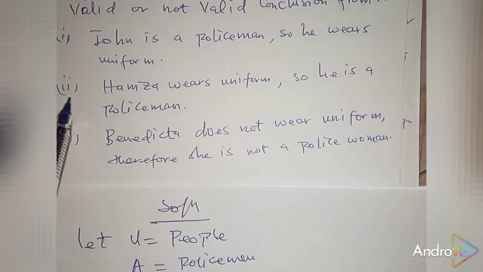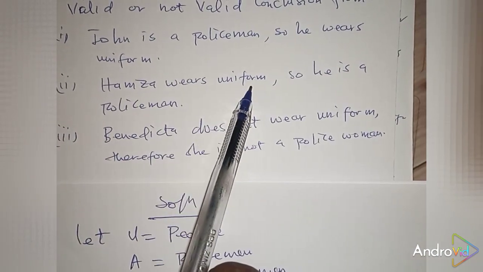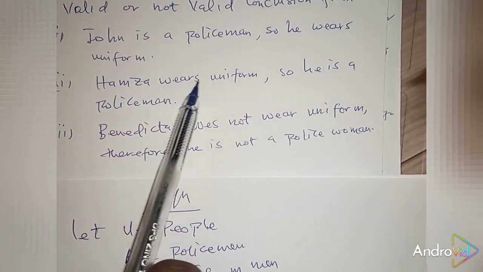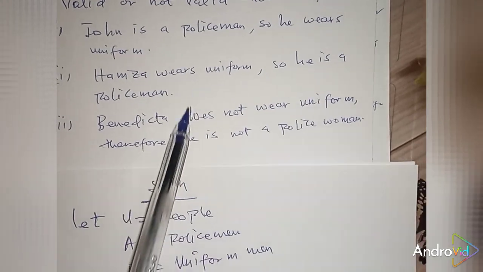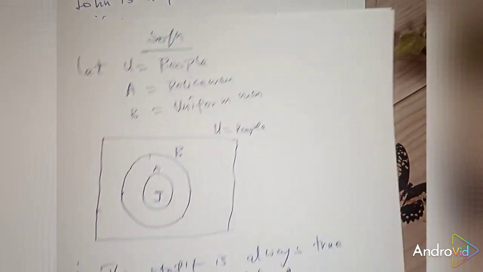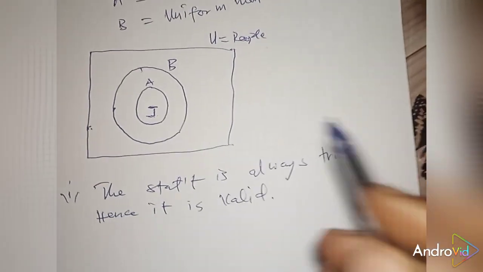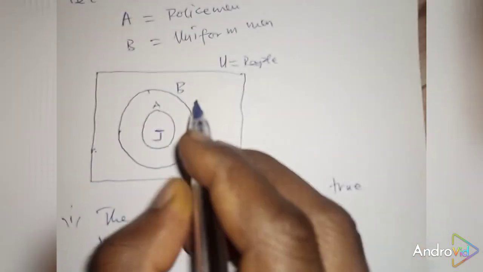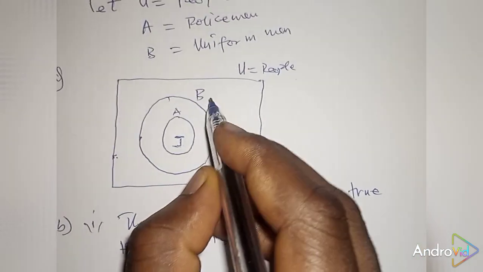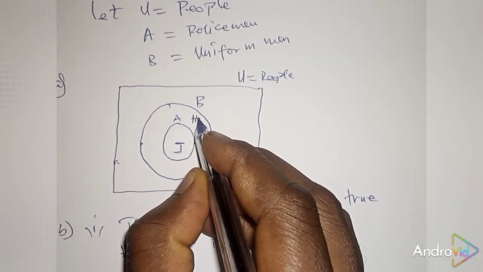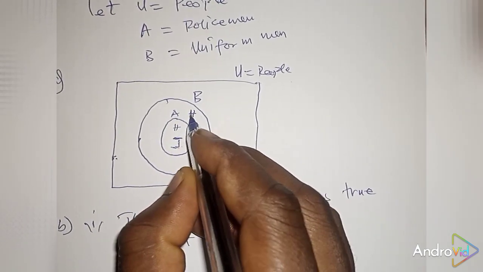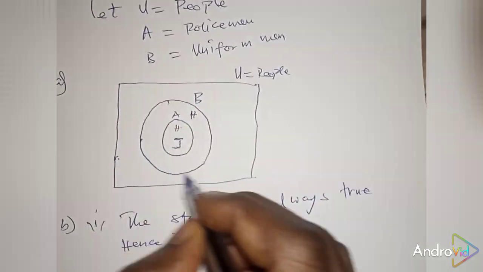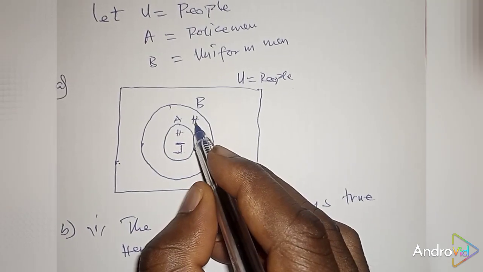Okay, so the II states that Hamza wears uniform, so he is a policeman. So let's see whether this statement is always true. So let's come back to our Venn diagram. So if Hamza wears uniform, then it means Hamza is inside the set B, right? So Hamza will be here. So meaning Hamza can be here. He can also be here, because this region and this region are both in the set B, those who wear uniform. I hope you can follow what I'm saying.